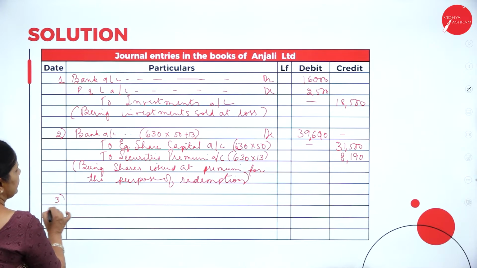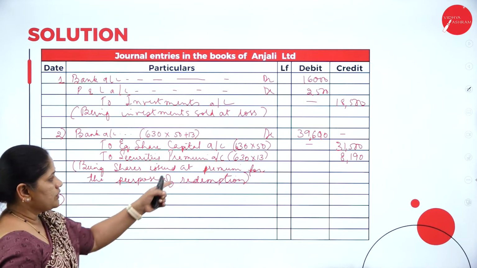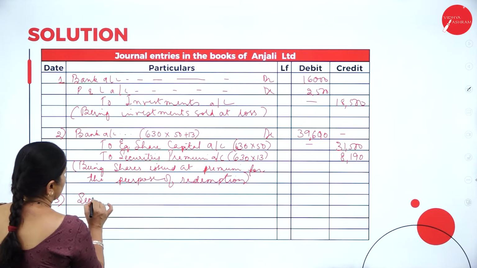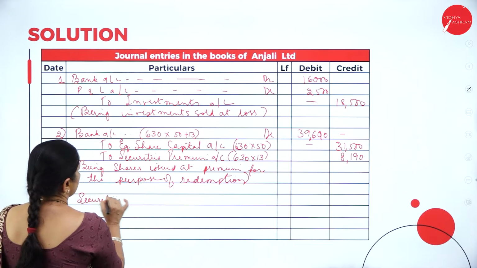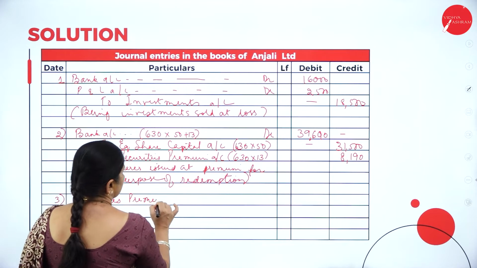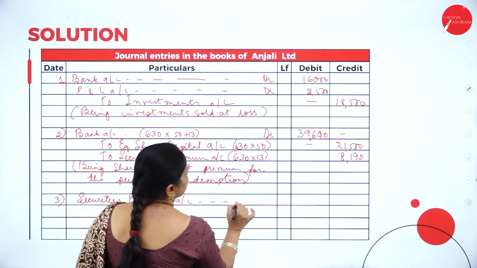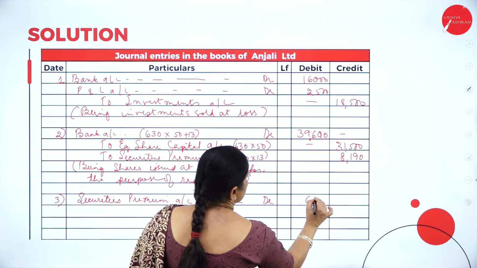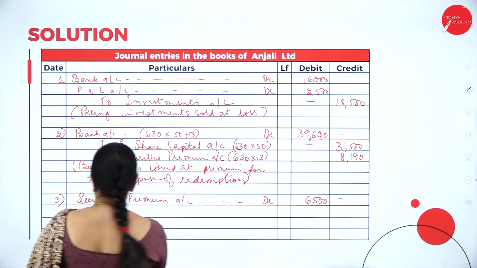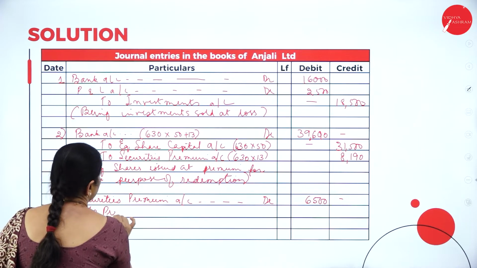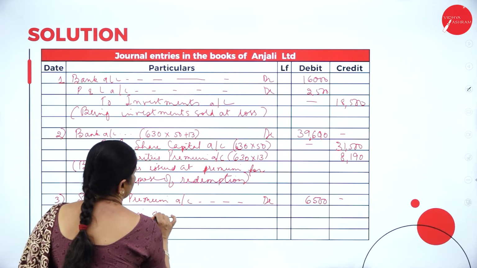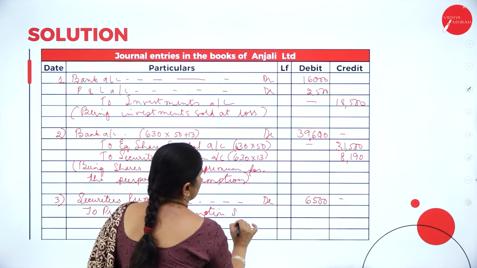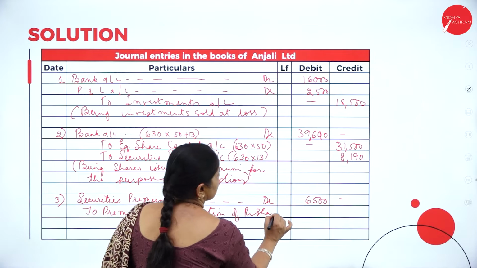Now the third entry will be for provision of premium. So we already have 8,190. So I debit the securities premium account, 6,500, to premium on redemption of preference shares.